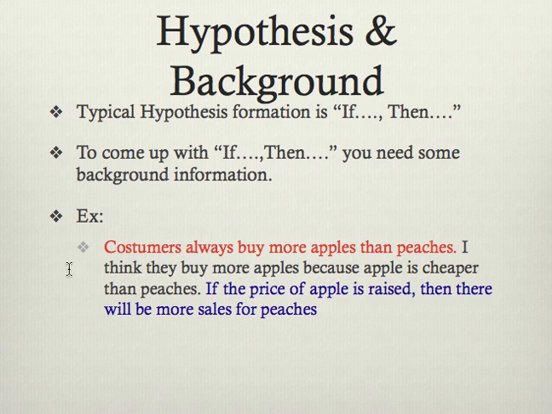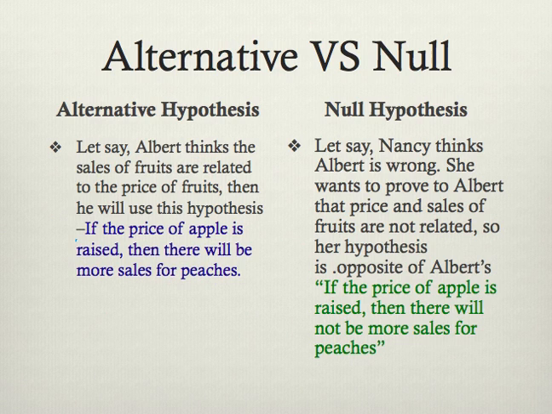So in here, the red part is the background. Customers buy more apples than peaches. It is an established fact that is already happening. It's not experimentable. So that's background. From the background, you think about something and say, oh, if I do this, then maybe something changes. That's hypothesis. So they're a bit different, and you need to make a connection between them in the introduction paragraph.